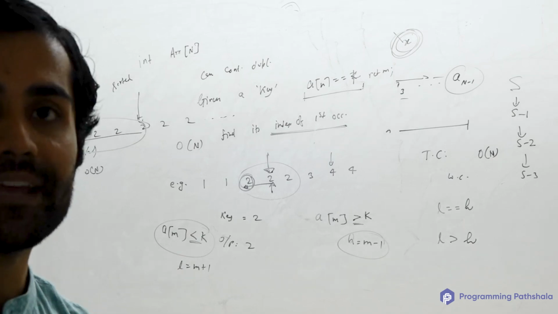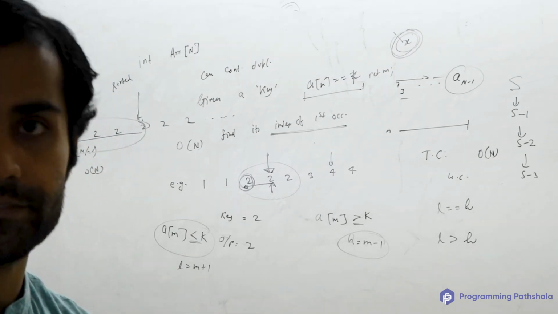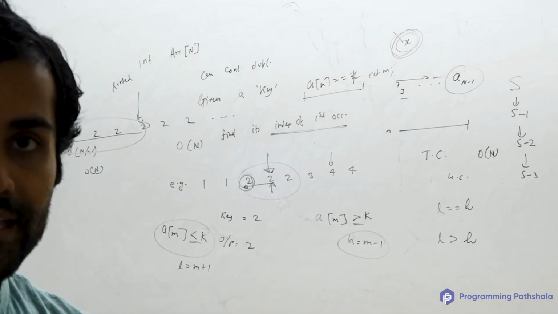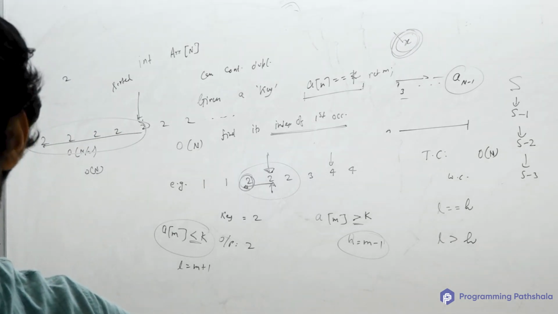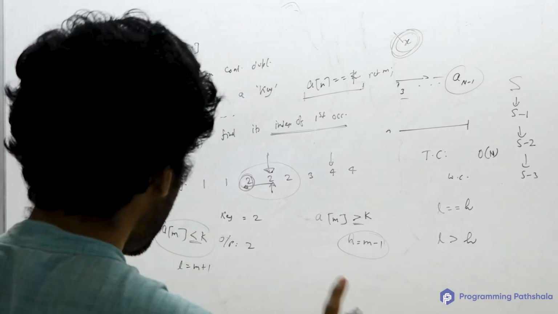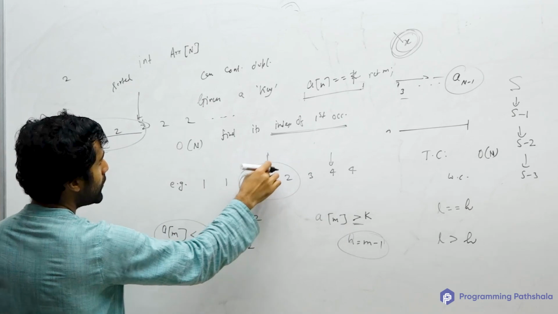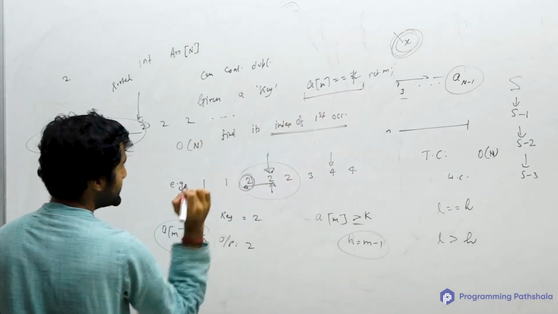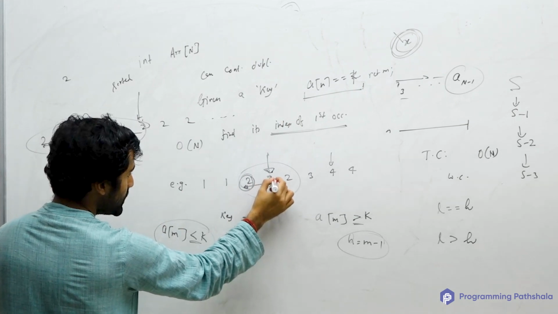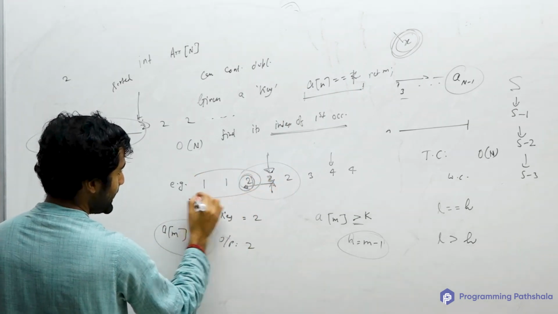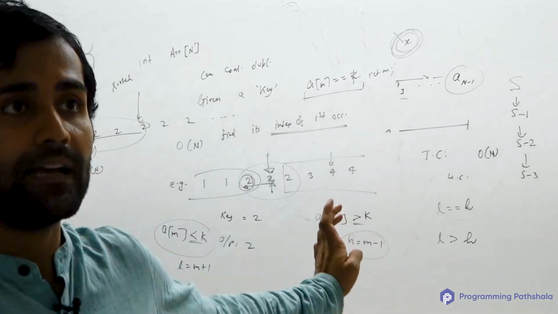Whenever you are using binary search, you should always use binary search. You should never start linear searching. You should always be able to pick up an area where your answer can lie. As all of you already agreed, if your a of m is equal to k, that means your answer will either be this thing itself or it can be in the left portion. It can never be in the right portion.